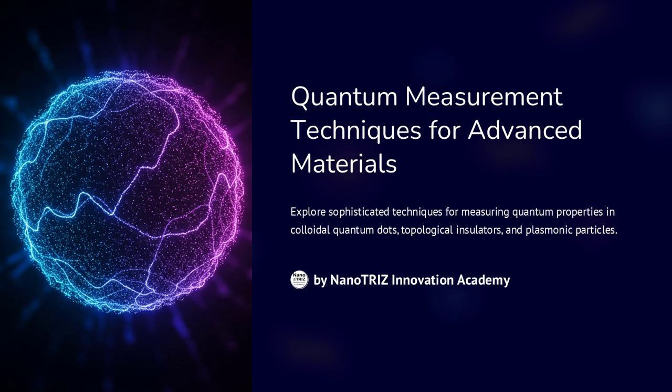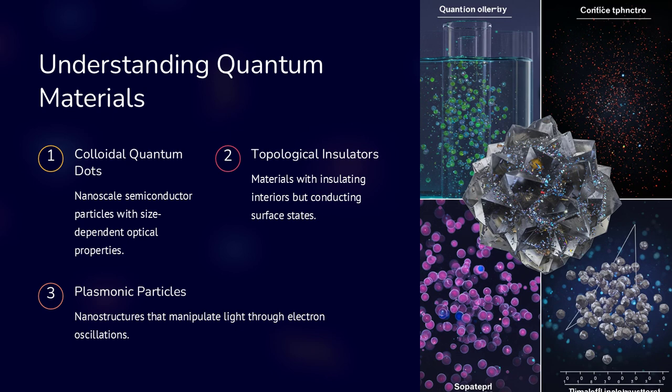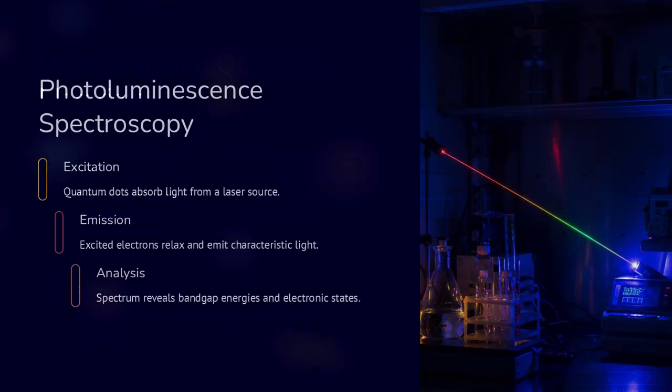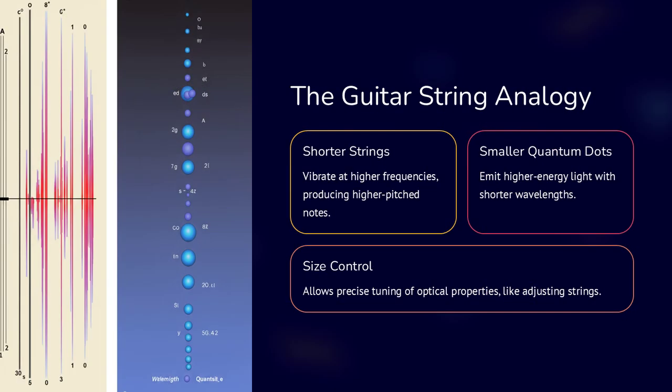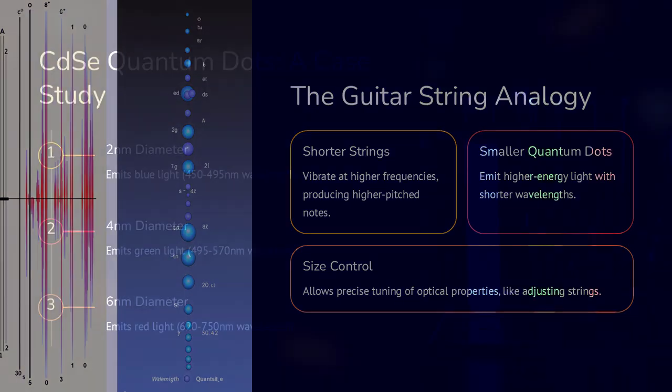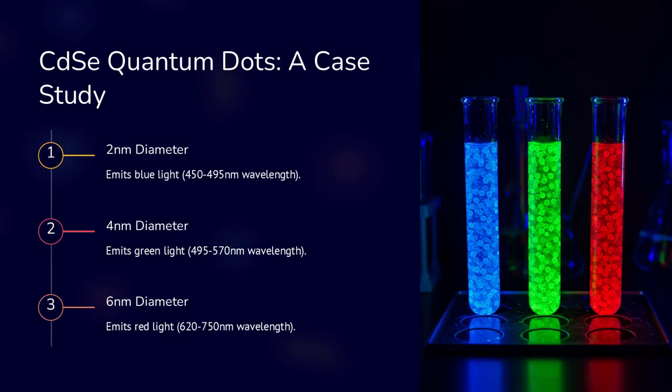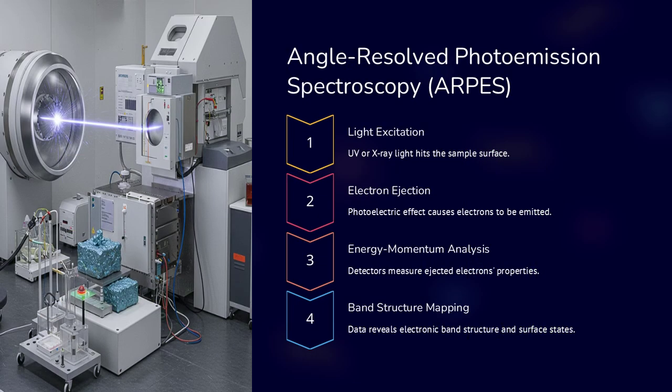Measuring the quantum properties of advanced materials like colloidal quantum dots, topological insulators, and plasmonic particles requires a variety of sophisticated techniques. One common method for colloidal quantum dots is photoluminescence spectroscopy. In this technique, the quantum dots are excited by a light source and the emitted light is analyzed. The spectrum of this emission provides key insights into the electronic states and bandgap energies of the quantum dots. For example, by examining the emission peak, researchers can deduce how size and surface chemistry affect quantum confinement.